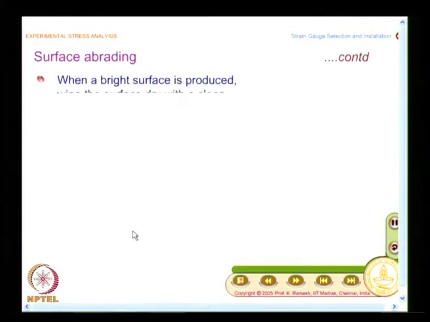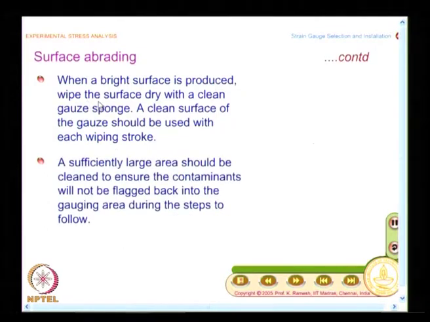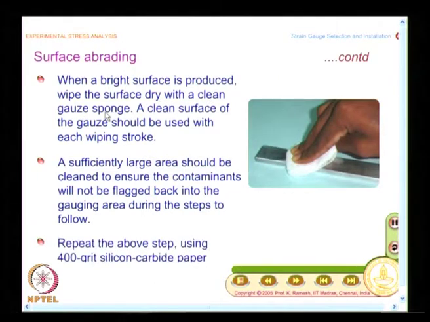Now, this is the recommendation. So, when you get a bright surface, wipe the surface dry with a clean gauze sponge. So, you need several pieces of gauze sponge before you start the installation. A sufficiently large area should be cleaned to ensure the contaminants will not be dragged back into the gauging area during the steps to follow.